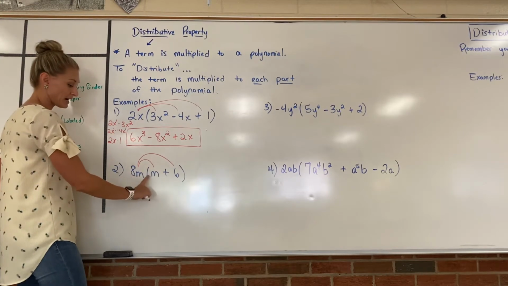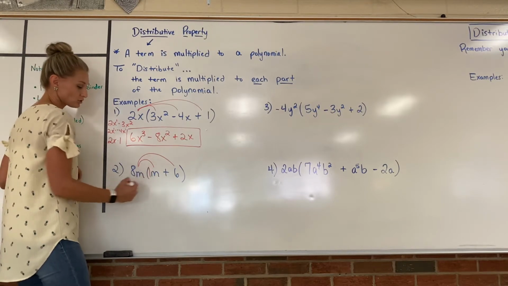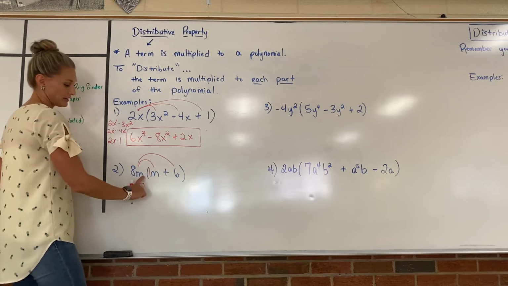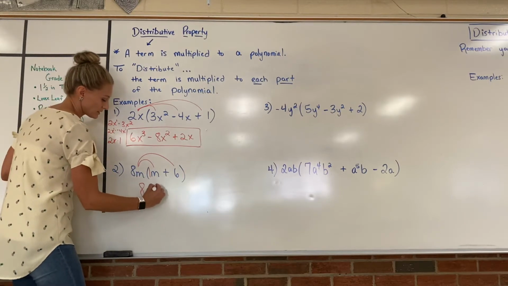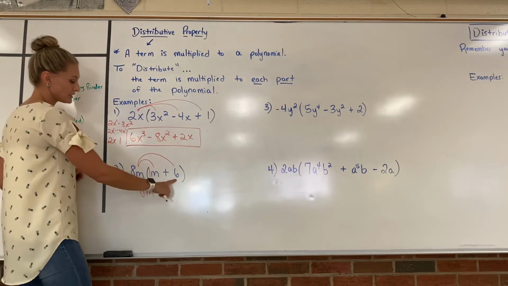So it'd be 8 times, think about the number that would be in front of that. That's technically an understood 1 in front of that. So it'd be 8 times 1, which is 8. And then m times m is m squared. And then I have 8 times 6.